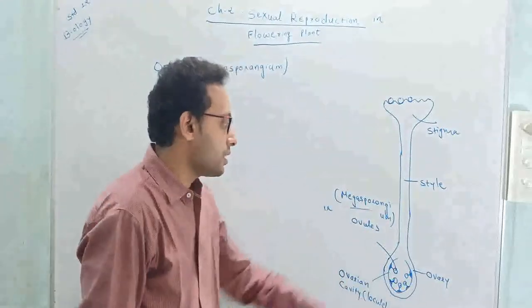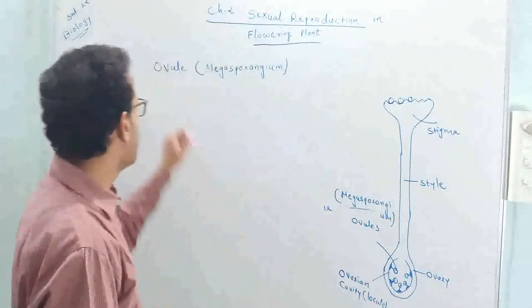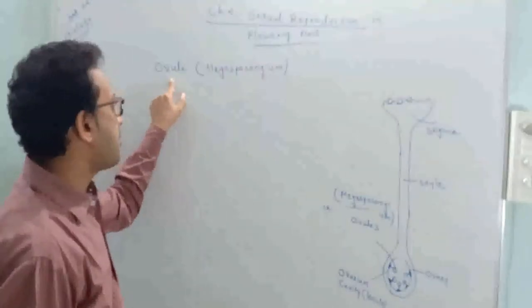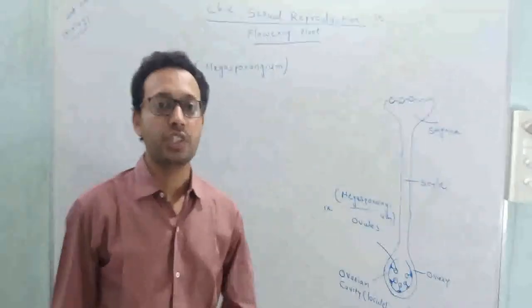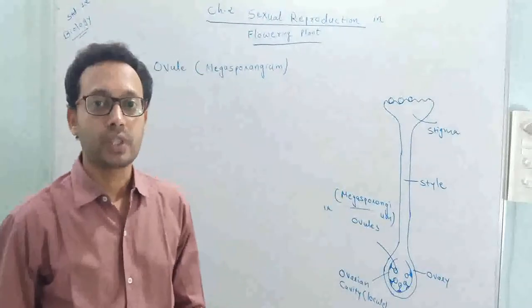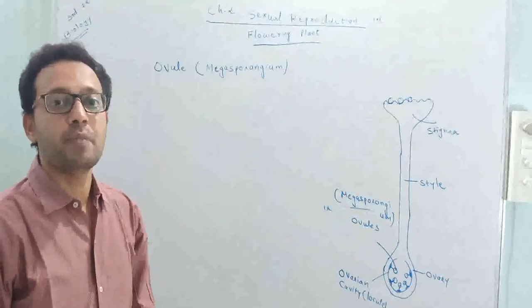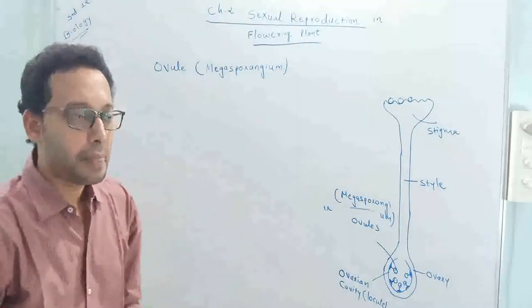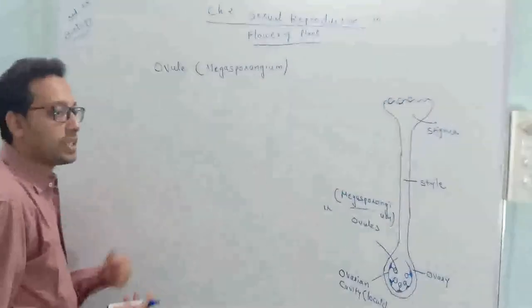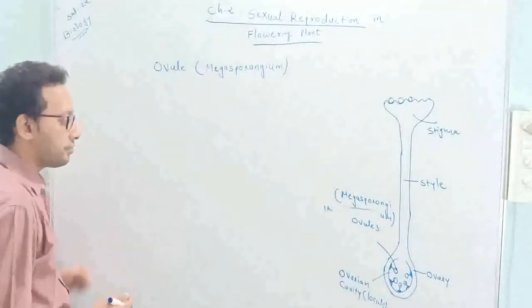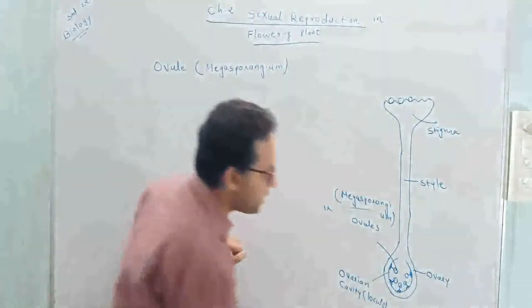Now the carpel contains the megasporangium, what we call the ovule. Now we have to learn the structure of this ovule, or you can also call it the megasporangium. What is an ovule or what is a megasporangium? How does it look? You know that this is an ovule.